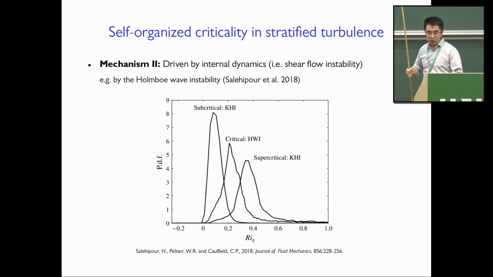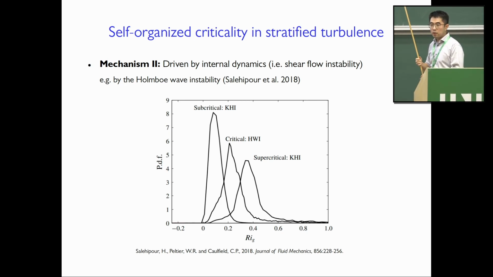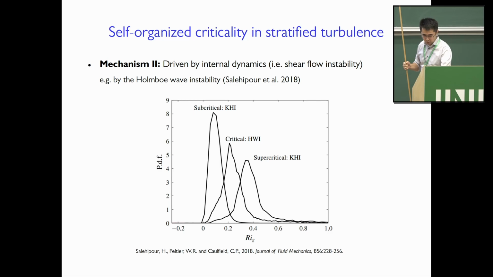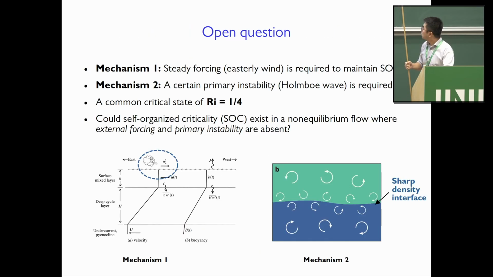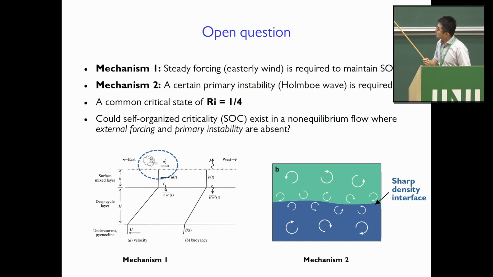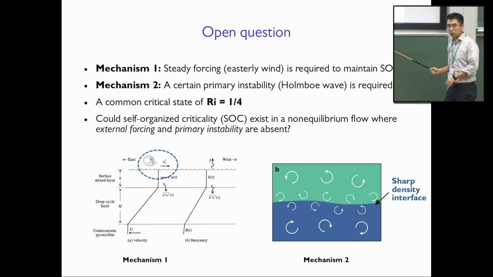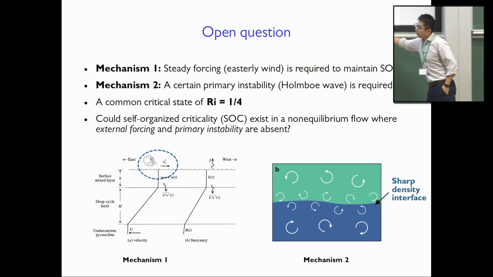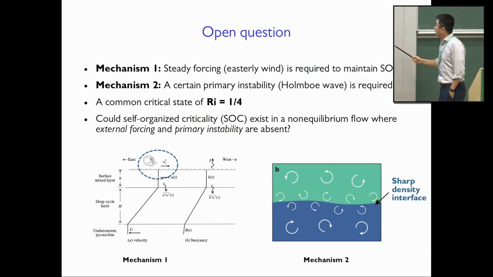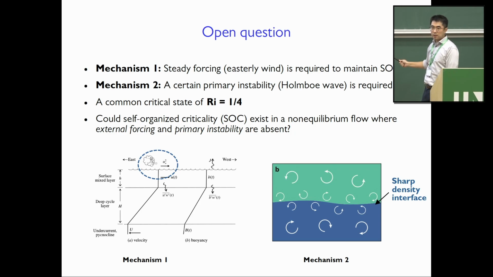So in order to get SOC using this mechanism, you better make sure that there's a sharp interface and Holmboe wave instability in your flow. So that essentially summarizes what I just said, right? Two mechanisms here. The first one depends on the wind as the forcing. Without the wind, you won't have that cyclic behavior. And the second one depends on this sharp interface and maybe a high Prandtl number.